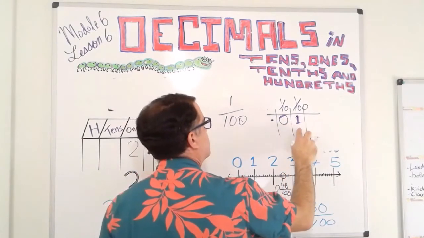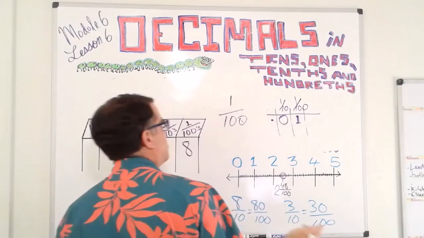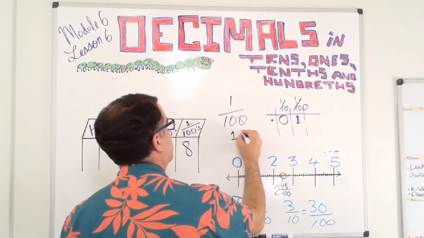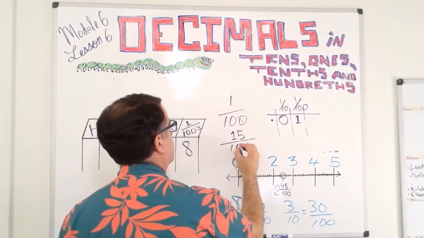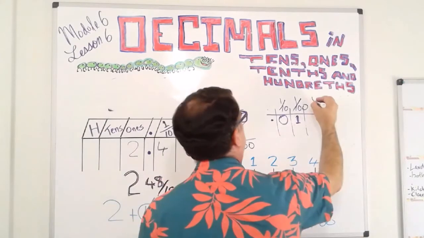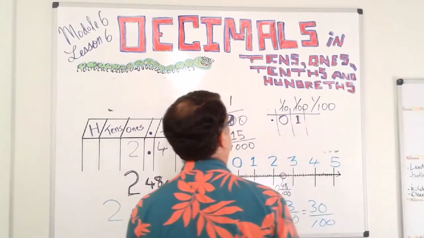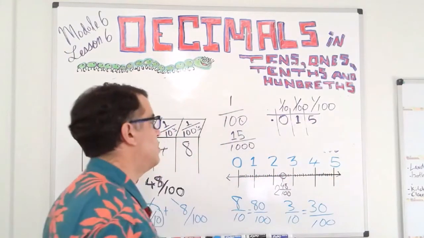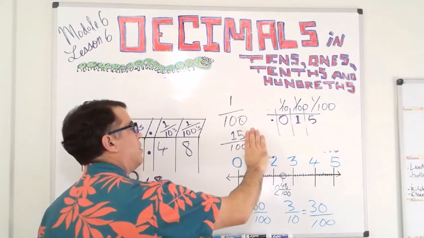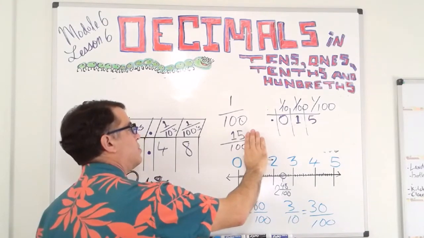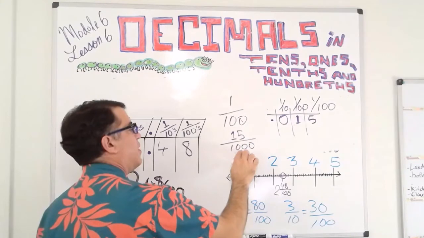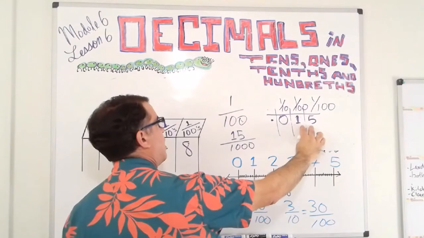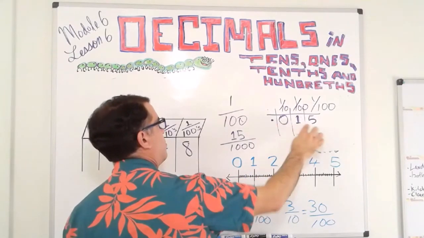Now, let me expand or extend this information a little bit more. What if I said 15 over 1,000? Whoa. Well, then I would put a thousandths place over there, and the 5 would go there, because this is actually 10 hundredths, and the 5 is 5 thousandths. So 10 hundredths plus 5 thousandths is equal to 15 thousandths, or 0.015.